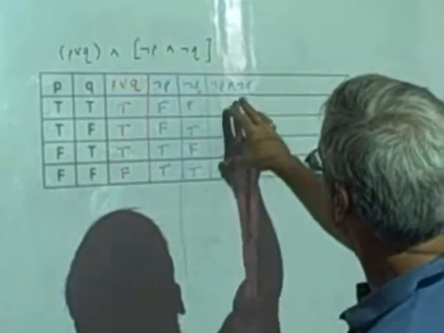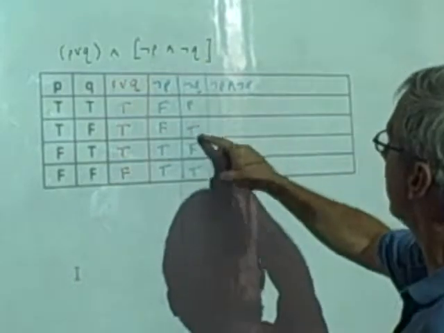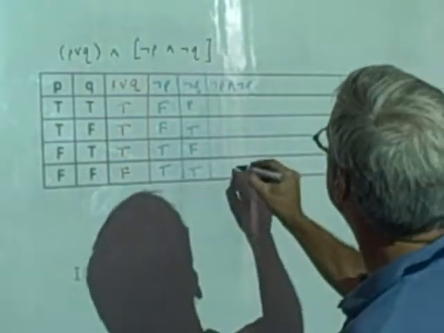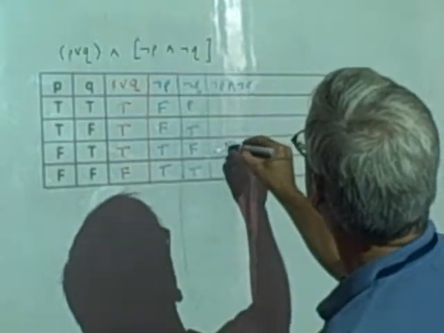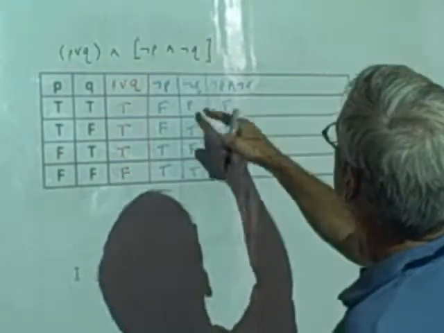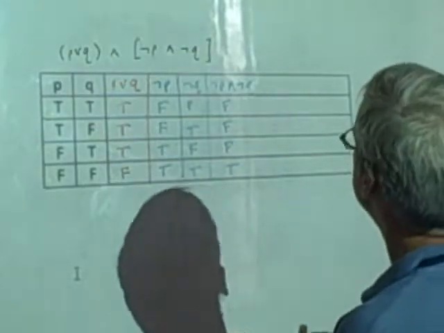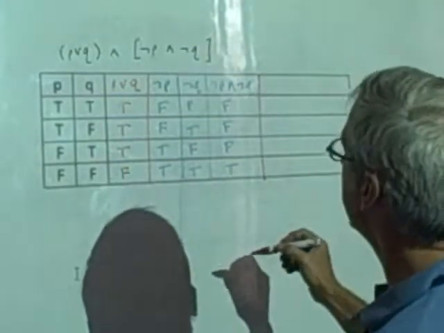Okay. The conjunction is easy to make false. It's false when either of them are false. It's only true when they're both true. So otherwise it's false. False, false, false. Only true here.